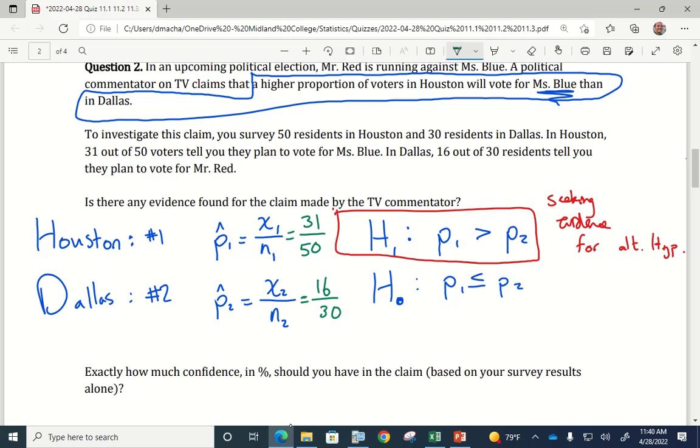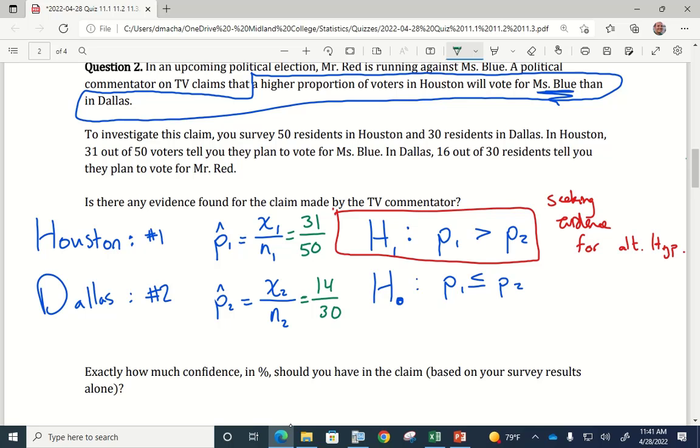Oh, no, I have to read more carefully. In Dallas, 16 tell you they plan to vote for Mr. Red. So how many plan to vote for Miss Blue in Dallas? That would be 14. Yeah, okay. We're assuming this is a two-party system, I guess. No one's voting for the independents.